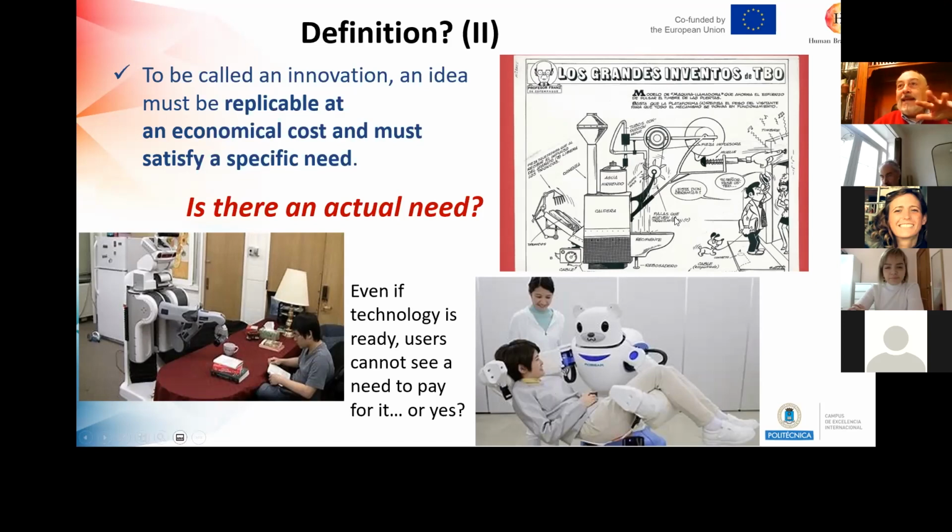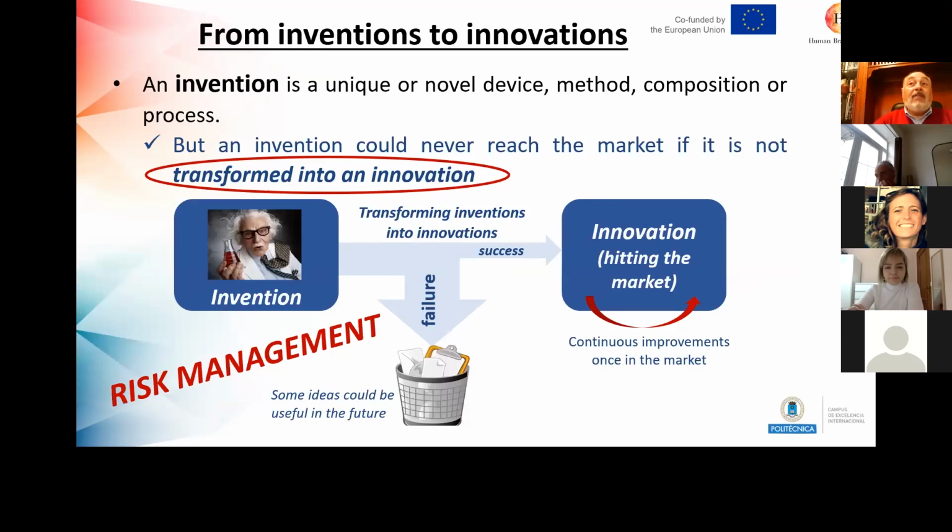This is the case. Then don't forget that you need to have something that will be replicable, to have several units of the same thing at economic costs, and then it satisfies a specific need. One of the problems and one of the risks we have in innovation management is just to invent the needs, to assume that they will have some needs, and then at the end, the market doesn't recognize any need for that. That is the reason that behind the innovation, there is a risk of failure.